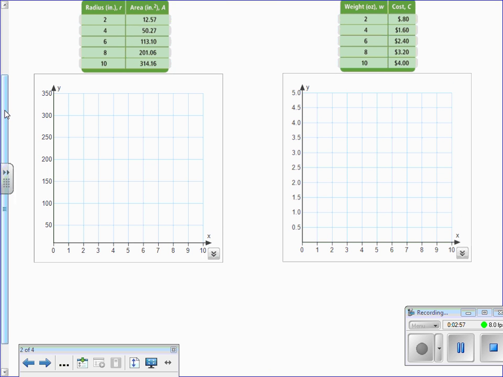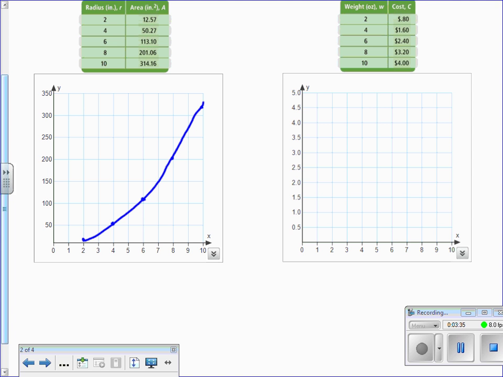12.5 is right about here. 4, just a little more than 50. 6, 113, right about here. 8, 201. And then 10, 314.16. And if you connect the dots, you don't quite get a linear equation. It does have a bit of a curve.